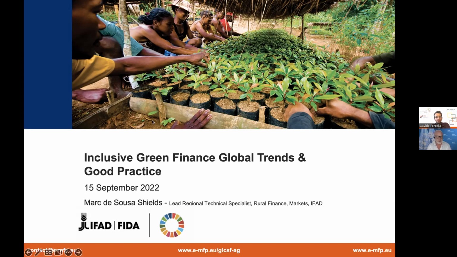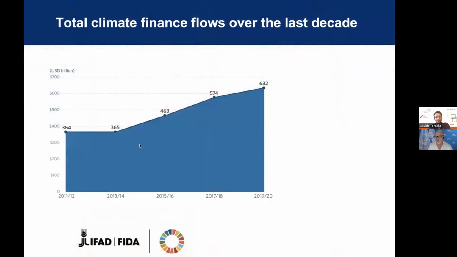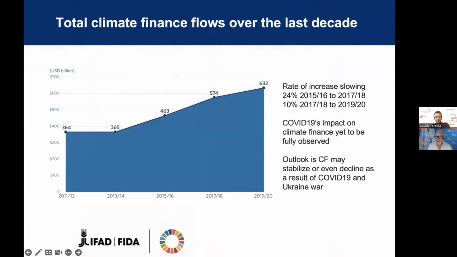I'd like to start by looking at a very general level. I'll go through the next slides fairly quickly. Can we go to the next slide, please? So the total climate finance flows over the last decade have actually been increasing, but the rate of increase is slowing. Obviously, that's from COVID and the Ukrainian war crisis. Money's being diverted in other areas. That's a little bit dangerous for us. Obviously, we'd like to see that rate go up.